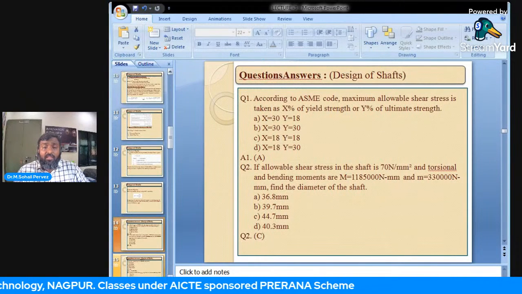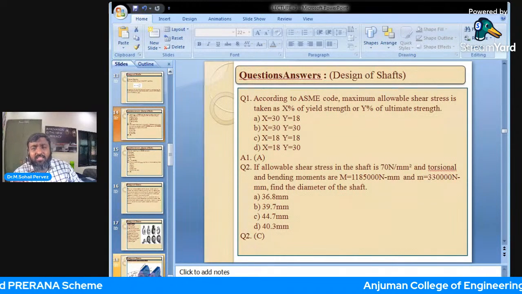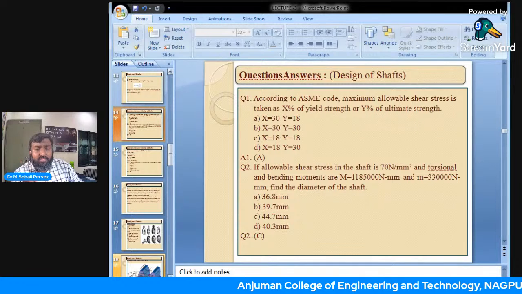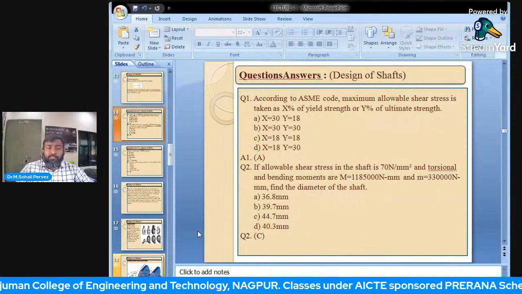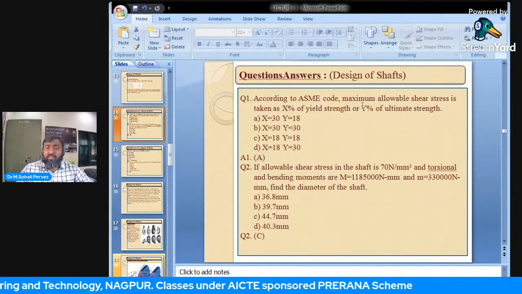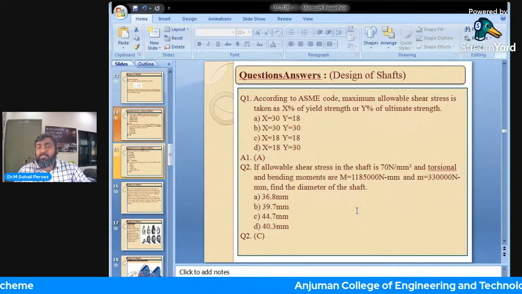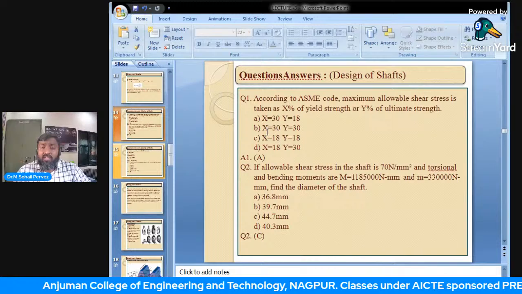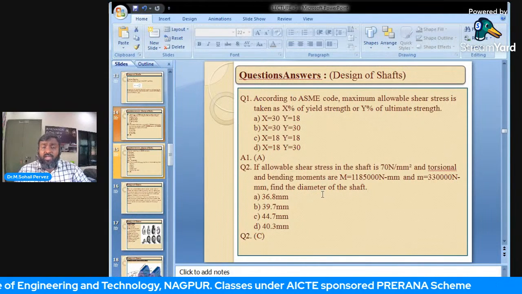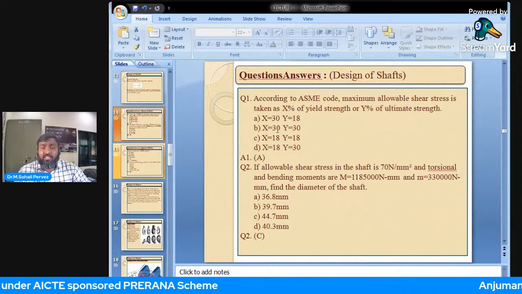Next one, these are some of the questions and answers which were asked in the previous papers. I have discussed some of the examples where possible. According to the ASME code, the maximum allowable shear stress is taken as X% of yield strength or Y% of ultimate strength. Those you can find in the design data book by Professor B.D. Shivalkar. So the answer is 30% of yield and 18% of ultimate. So the answer is A.